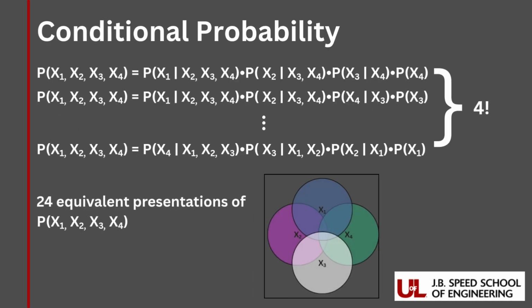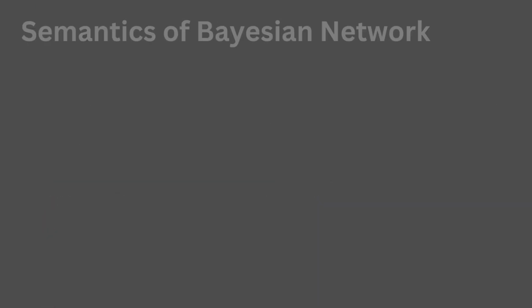And so when we have more than two variables, we have an example where there are 4 variables here. We can see that the probability of x1, x2, x3, x4, we can view that as the probability of x1 given the rest times the probability of x2 given the remaining variables, and so forth. The point of the slide is that there are 4 factorial different presentations of calculating this probability. And so that's just something to think about as we take a look at Bayesian networks.